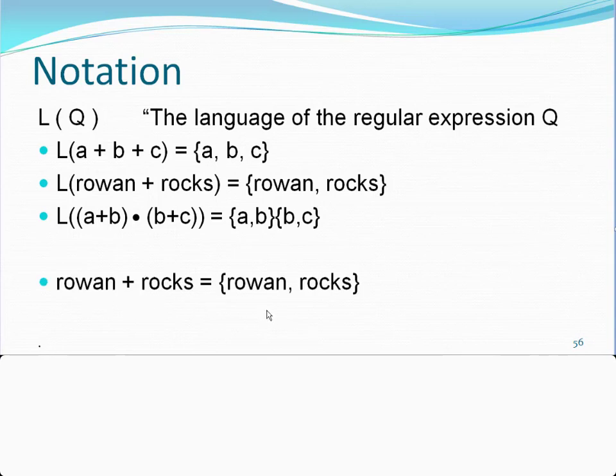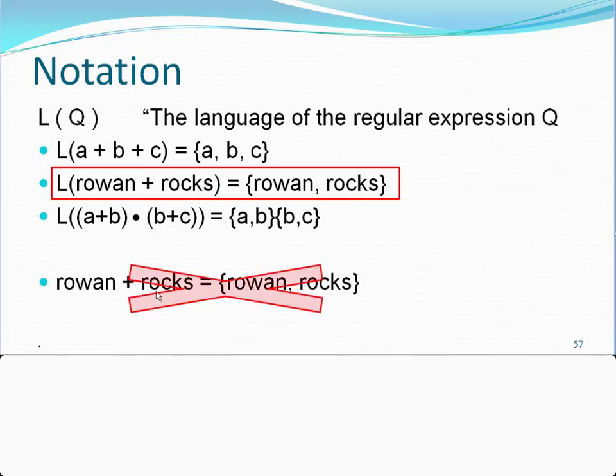Now, let's just be very clear here. This equation is not true. The regular expression Rowan plus rocks does not equal the set Rowan comma rocks. However, the language of this regular expression equals that set. So a set and a regular expression are two different things. It just so happens that we have a way to convert between them. The language of a regular expression equals a set.